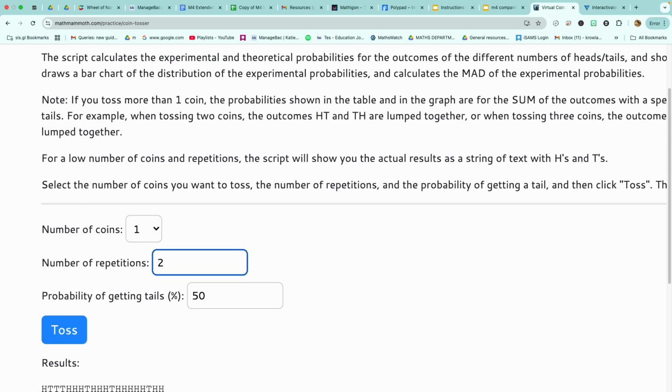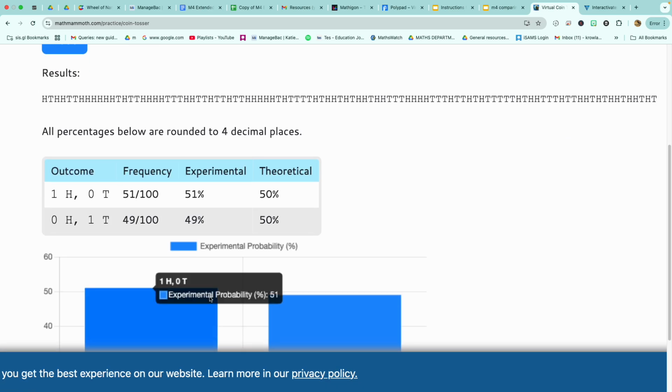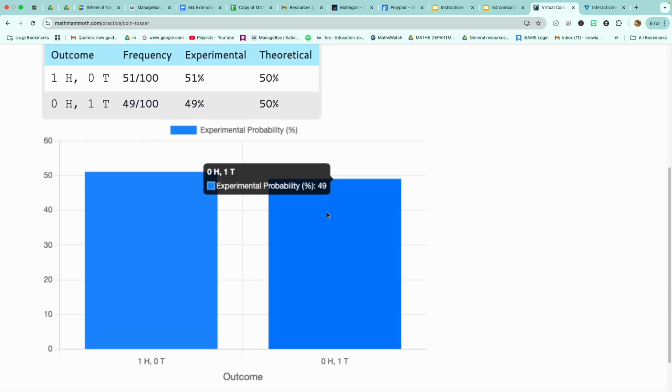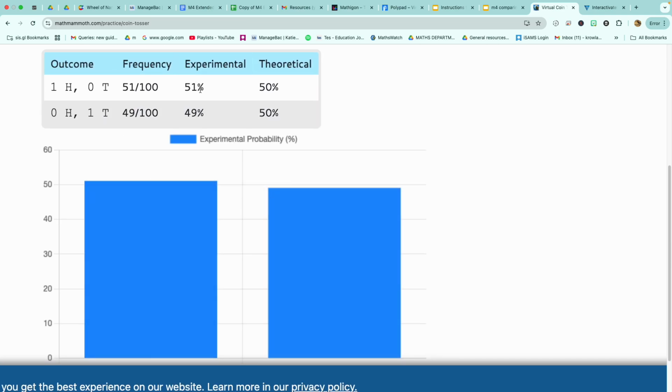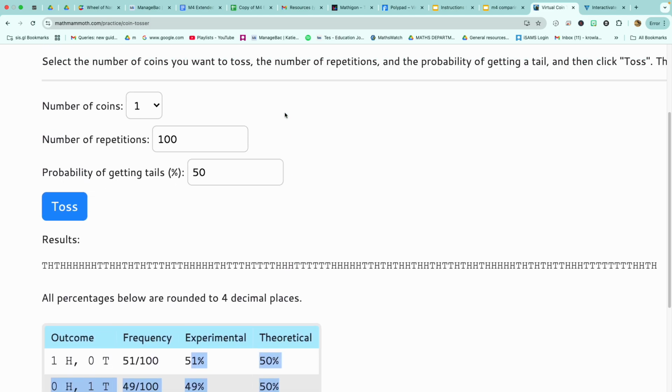But the more you repeat an experiment, let's say if we do it 100 times, this helps you get a grade 6 in the investigation. Oh, wow, look, you can see this one's 50-50 by chance. But if we tossed it again 100 times, 51-49. So it's quite close to the theory, but not quite there.